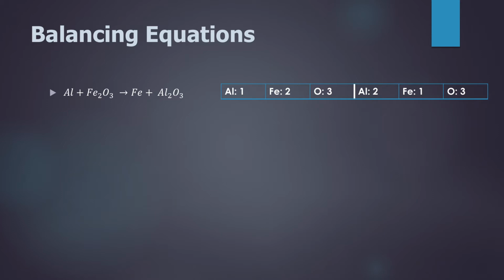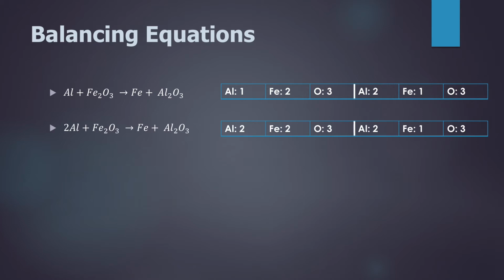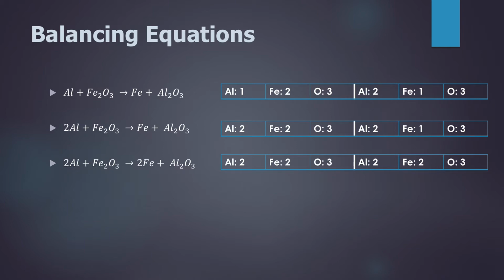Here's another example with aluminum and Fe2O3 reacting to produce iron and Al2O3. On the left we have 1 aluminum, 2 iron, and 3 oxygen, and on the right we have 2 aluminum, 1 iron, and 3 oxygen. First we place a 2 in front of the aluminum on the left to balance aluminum. Then we place a 2 in front of the iron on the right to balance the iron, and we're done. We have 2 aluminum, 2 iron, and 3 oxygen on both sides.